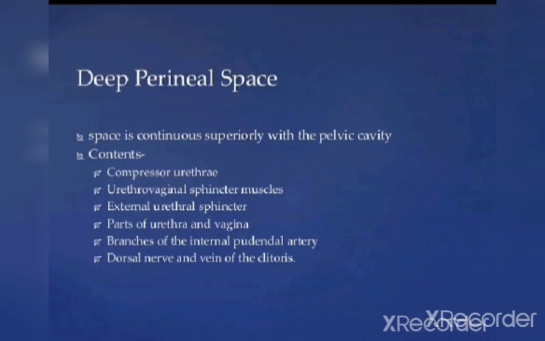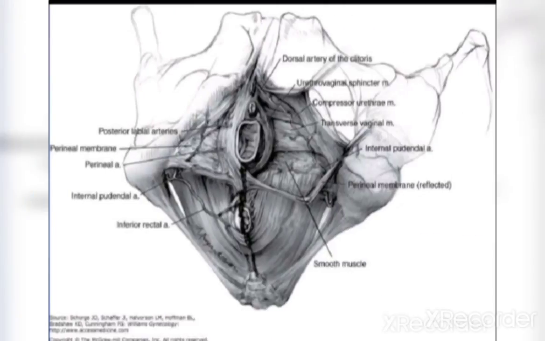Space is continuous superiorly with the pelvic cavity, and it contains the compressor urethrae, ureterovaginal sphincter muscles, external urethral sphincter, parts of urethra and vagina, branches of the internal pudendal artery, dorsal nerve and vein of the clitoris. So these are the various contents of the deep perineal space. Again, they have shown all the contents of the deep perineal space, as you can see here.